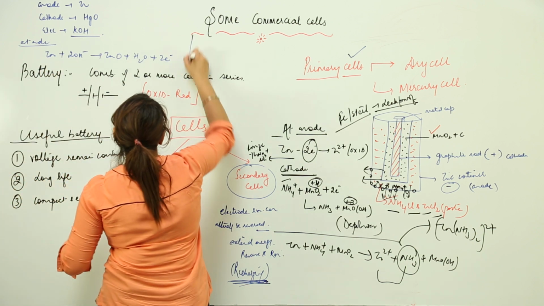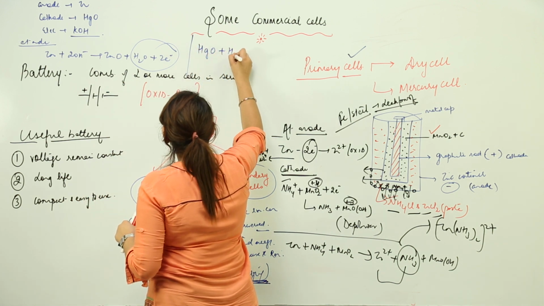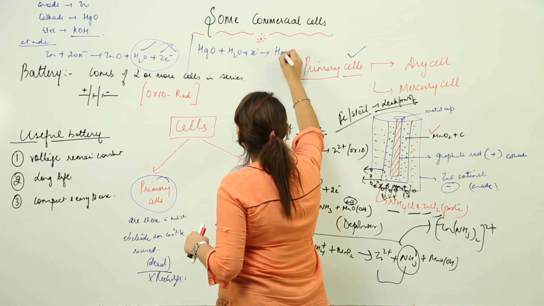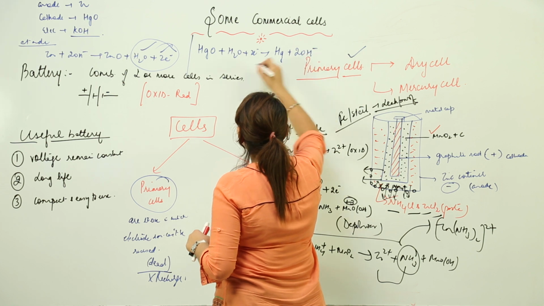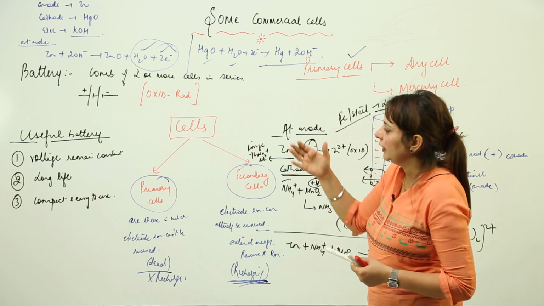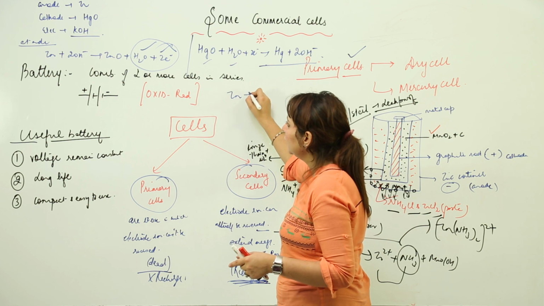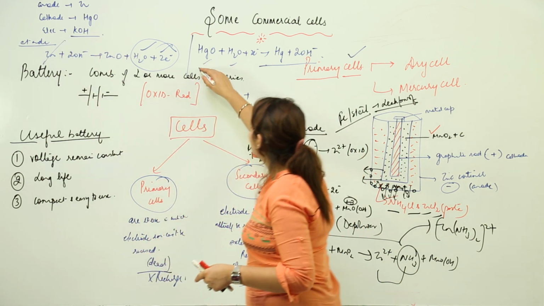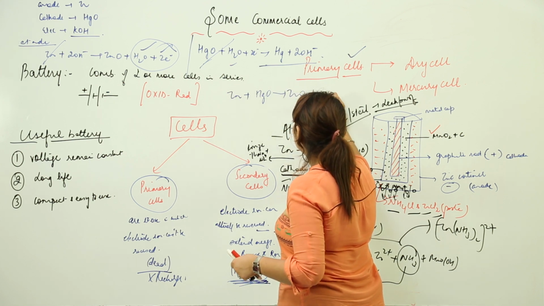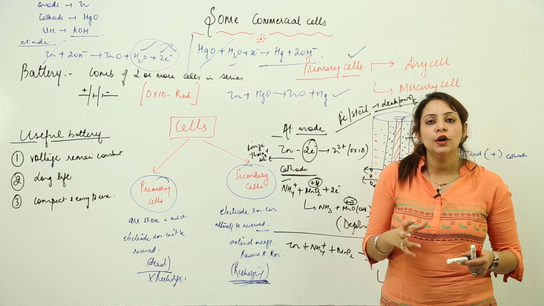And now these electrons pass on to the cathode. The cathode is HgO, it combines with H2O and the 2 electrons liberated from the anode to form Hg plus 2OH negative. This is the reaction taking place in the mercury cell. The overall reaction is Zn plus HgO forming ZnO plus Hg. As you can see, this overall reaction does not involve any ions.